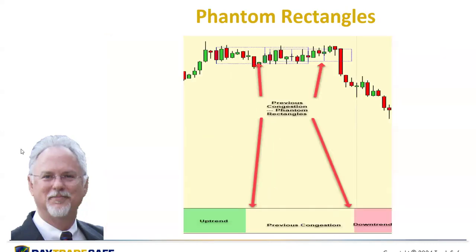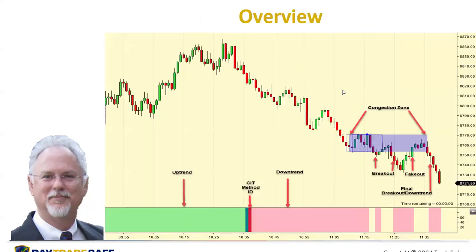So here we go again. Uptrend green. These are old prior congestion periods, 2 boxes, but the real congestion started there and ended here with this bar, which confirmed the breakout. So when you see the charts, it'll be a whole lot easier to understand.